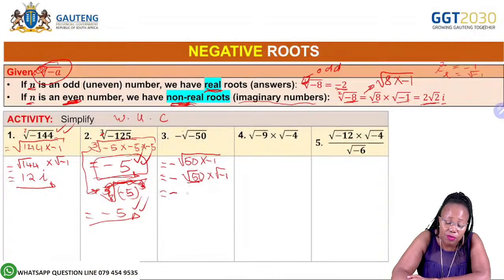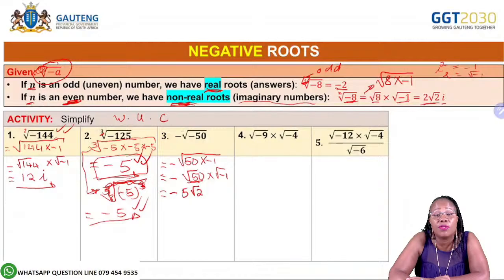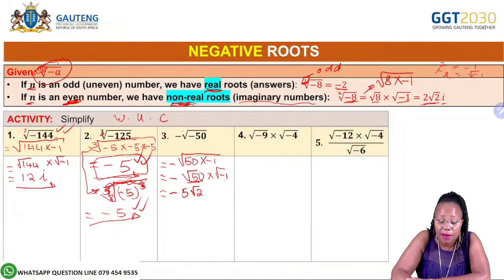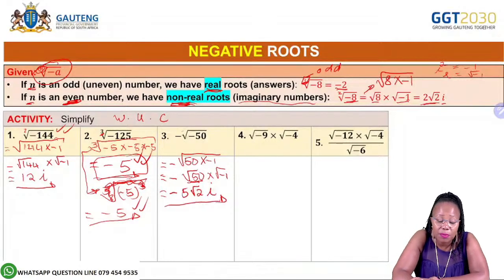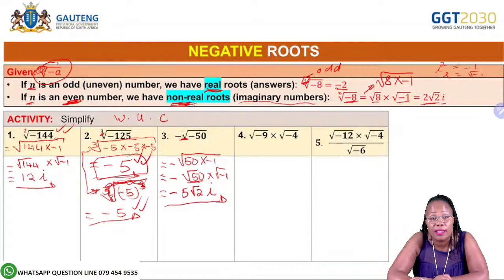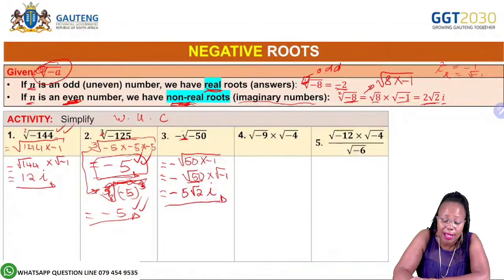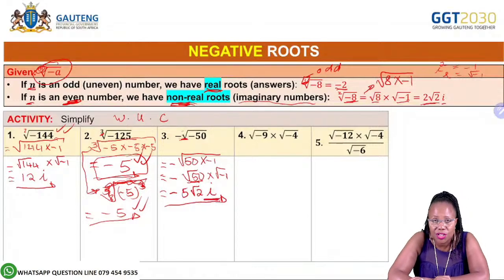For this square root of 50, you have 5 square root of 2, because 50 is 25 times 2. So the square root of 25 is 5. And for the square root of minus 1, you have an i there. Therefore, the answer will be minus 5 square root of 2 i. Why? Because n is even there. That is why the answer is imaginary.